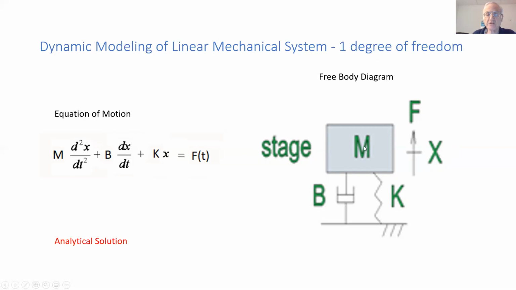Here we have a mass spring damper system with a variable that is the positioning of the mass. We have also a forcing function, which drives the mass, and we have system parameters, which are the mass, the damping coefficient, and the stiffness coefficient.